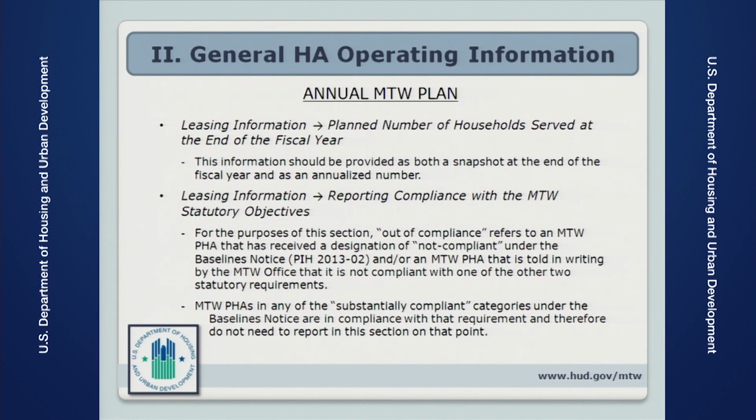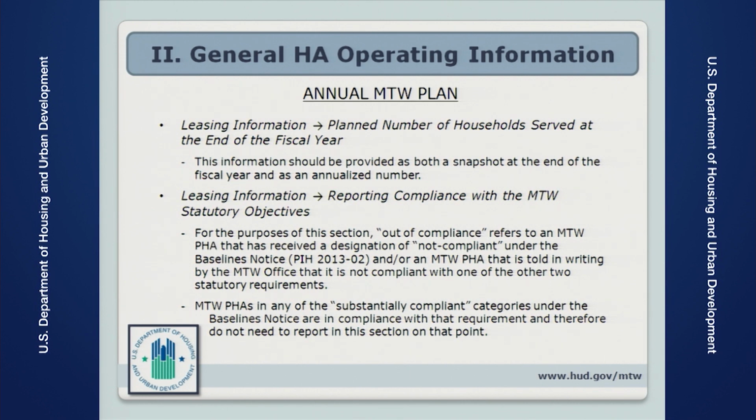Next, in the leasing information is the reporting compliance with the MTW statutory objectives. For purposes of this section, the only way to be out of compliance would be if you had received a designation of non-compliant under the baselines notice, which is PAH 2013-02, or if the agency was notified by HUD that they were not compliant with one of the statutory requirements. So those two kind of extreme examples would be the only examples of being out of compliance for purposes of this document here.